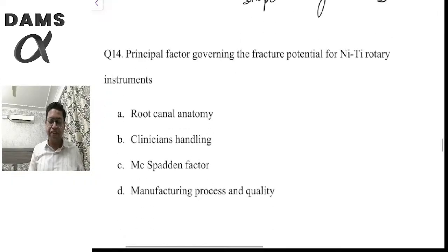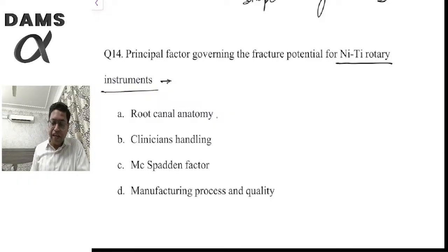Question number 14. The principal factor governing the fracture potential for nickel titanium rotary instruments is: root canal anatomy, clinician's handling, Max-Padden factor, or manufacturing process and quality.